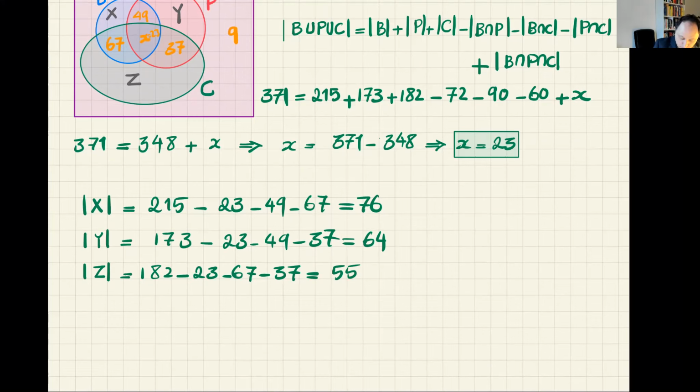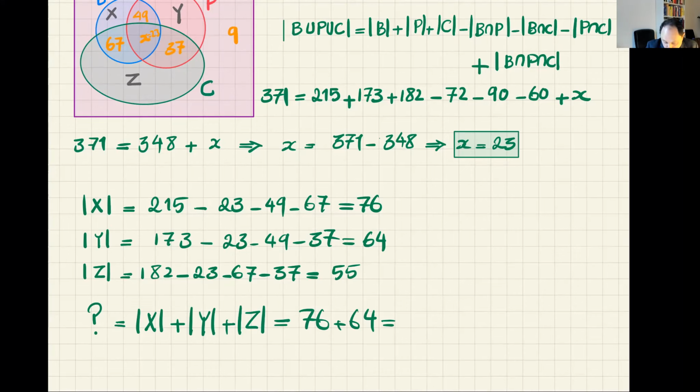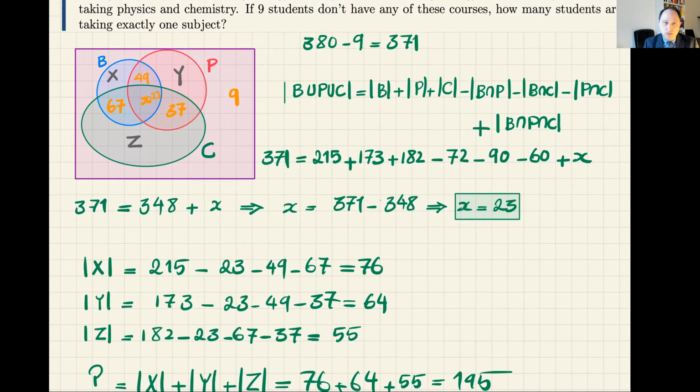So the answer to the problem, the question mark, I hope that you agree with me. This is the cardinality of set X, the cardinality of set Y, and the cardinality of set Z. So if I add them, it becomes 76 plus 64. This is 100. So, sorry, let me write plus 55. And this becomes 195. No calculator is needed, actually. So the answer to the problem is 195.